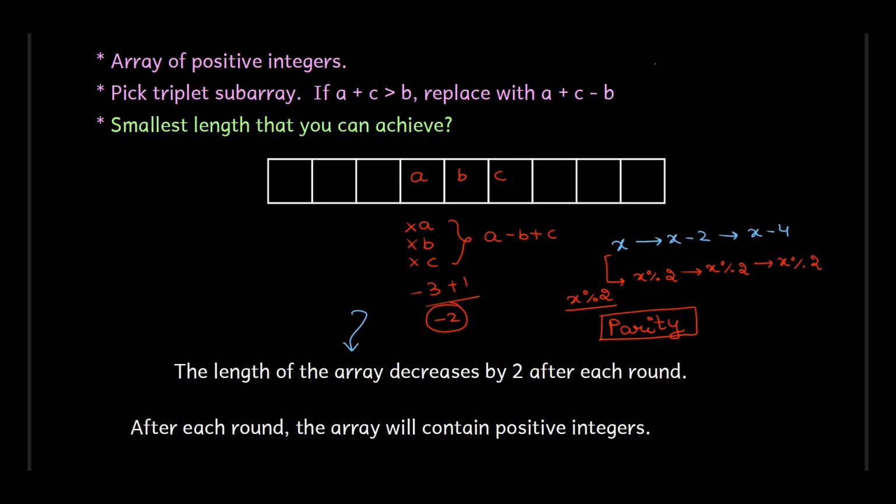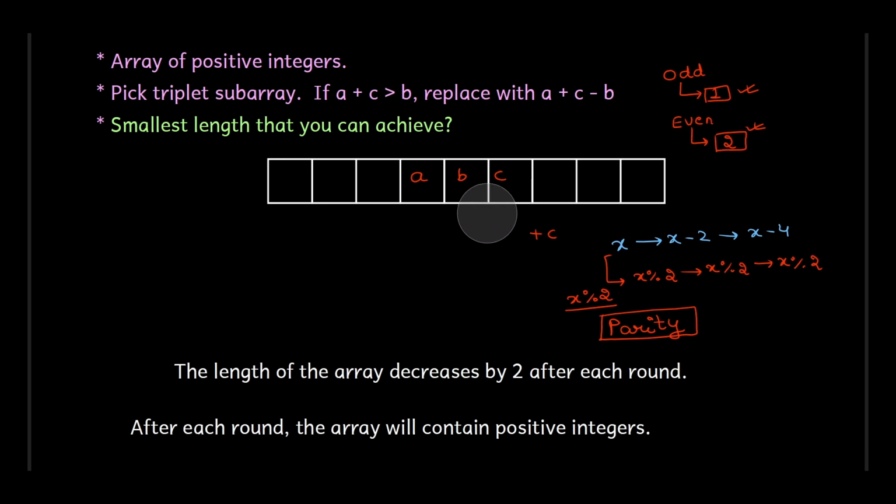So if you had an odd length subarray, what is the minimum length that you could achieve? In theory, that is 1. And if you started with an even length, what is the minimum that you could achieve? That is 2. But 1 and 2 might not always be achievable. So let's see in what cases this 1 as well as this 2 will always be achievable.